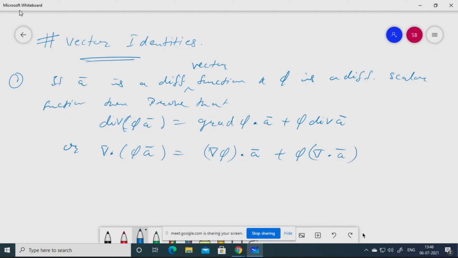Divergence of a bar is written like this. Phi into a bar is a vector, and you are calculating divergence, so a dot product is there. Gradient of phi means del phi, so phi has to be a scalar function, which is satisfied. Dot a bar plus phi, divergence of a means del dot a bar. This is what we need to prove. We will take the LHS part and prove the RHS part.